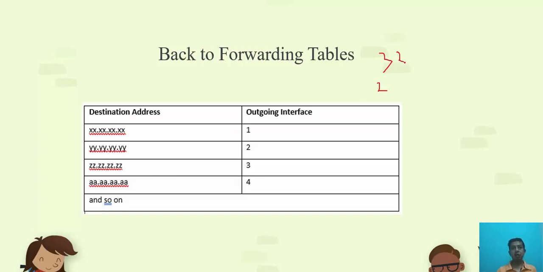In IPv6, we can have many more addresses. Now, since a destination address on the internet can be any one of these millions of addresses, just imagine what could be the size of a forwarding table.